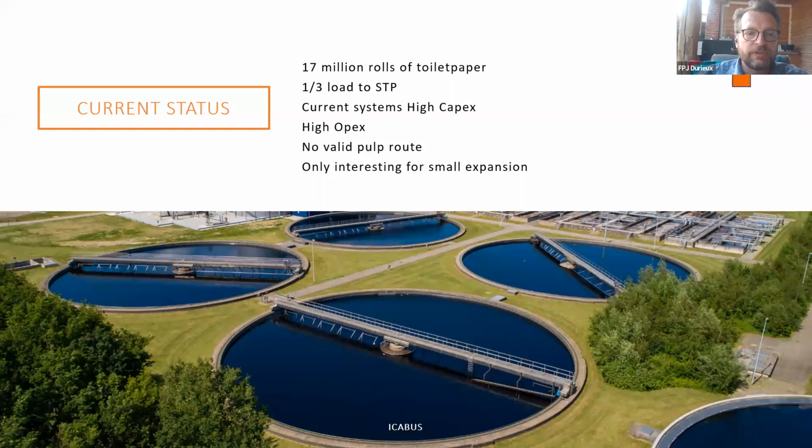Cellulose recovery has been researched and some systems have been implemented, but they have a high capex and opex cost. At this point of time, there is no valid route for the pulp treatment that is both lucrative and environmentally sound. And the current vision in the Netherlands is that cellulose recovery is only interesting if a sewage treatment plant needs a small expansion.